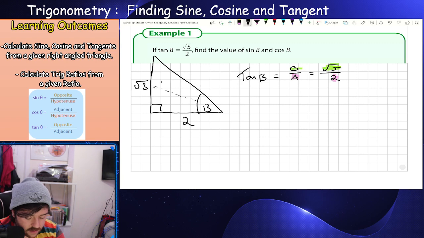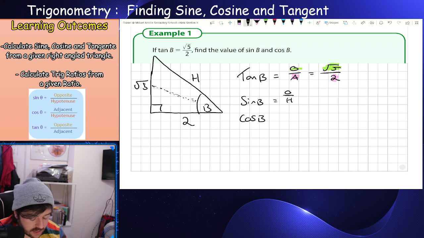So remember, the opposite is always the side opposite my reference angle here. Okay, so that's great. I have a missing side here, my hypotenuse. So if I want to calculate sine B and cosine B, I'm going to need my hypotenuse, because my sine B is equal to opposite over hypotenuse and my cosine is equal to adjacent over hypotenuse.